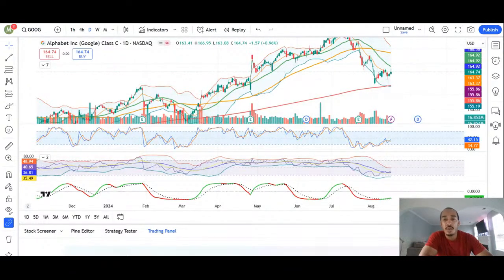But the reason why I like this one is, if you look at the 200 moving average, which is the red line towards the bottom of the chart, that line is in an upward trend. Whenever the 200 moving average is in an upward trend, that means the stock or stock market or whatever is in an uptrend, right? So that's one reason why I like it.